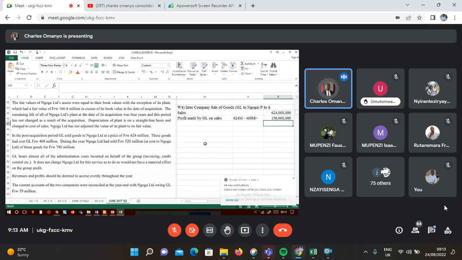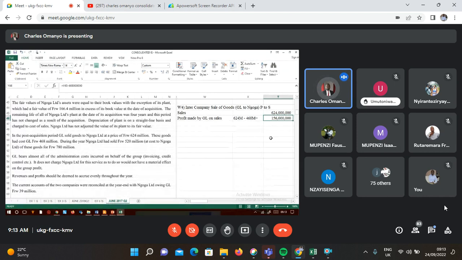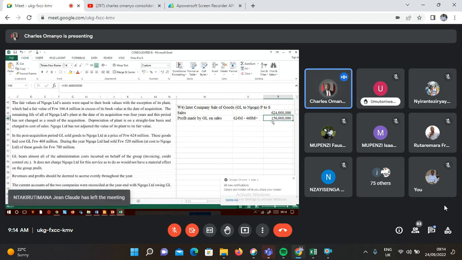Okay. So the profit made, remember that is not unrealized profit. Out of this profit, there is the part that is realized and there is the part that is unrealized. Now, what is the realized part of this? Realized profit out of 156 is the profit on the goods that will be sold by Ngonga. Remember, GL has sold to Ngonga, who is a member of the group, and made a profit of 156 million. Now, out of this profit of 156 million, it is divided into two parts. The realized and unrealized. Unrealized is the profit on goods unsold by Ngonga, not GL, by Ngonga.